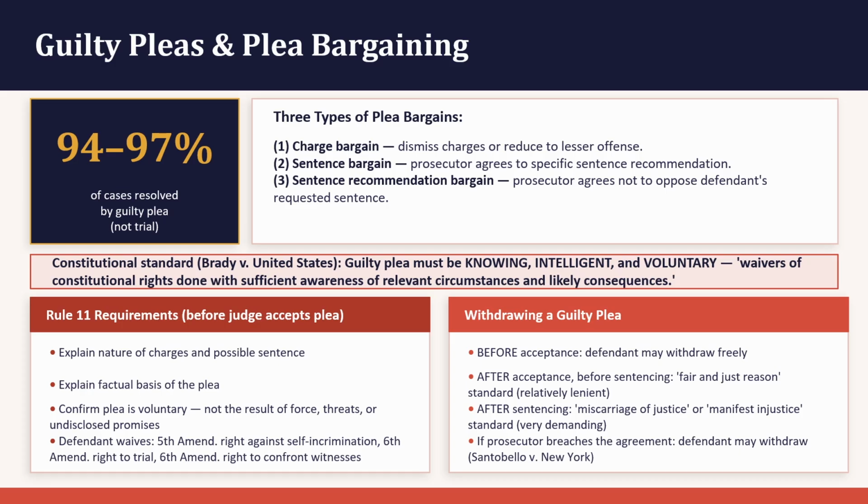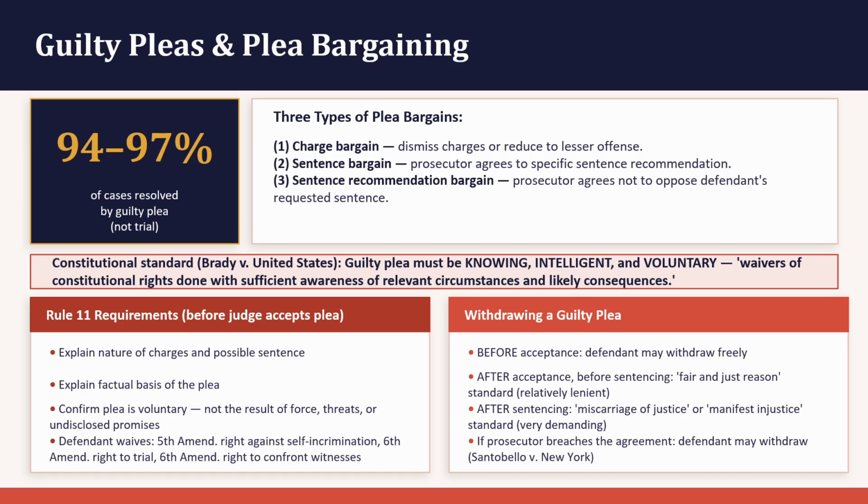Before accepting a guilty plea, a judge must comply with Rule 11 of the Federal Rules of Criminal Procedure. The judge must personally address the defendant in open court, explain the charges and possible sentence, confirm the factual basis of the plea, and verify that the plea is voluntary and not the product of force, threats, or undisclosed promises. A defendant who pleads guilty also waives the right to challenge prior constitutional violations: an unlawful arrest, an illegal search, a coerced confession, unless the issue goes to the court's power to prosecute.